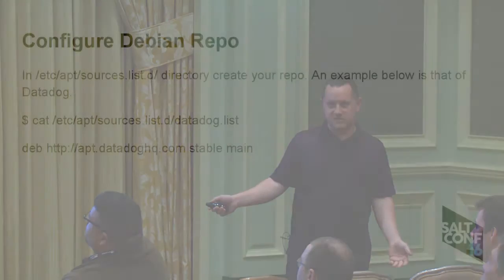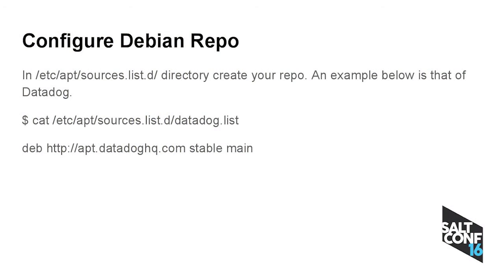But how do you configure Debian repos? This is basically a Debian thing in /etc/apt/sources.list.d. Just add a file that points to the repository. Like this one points to a Datadog repository for installing a Datadog client.